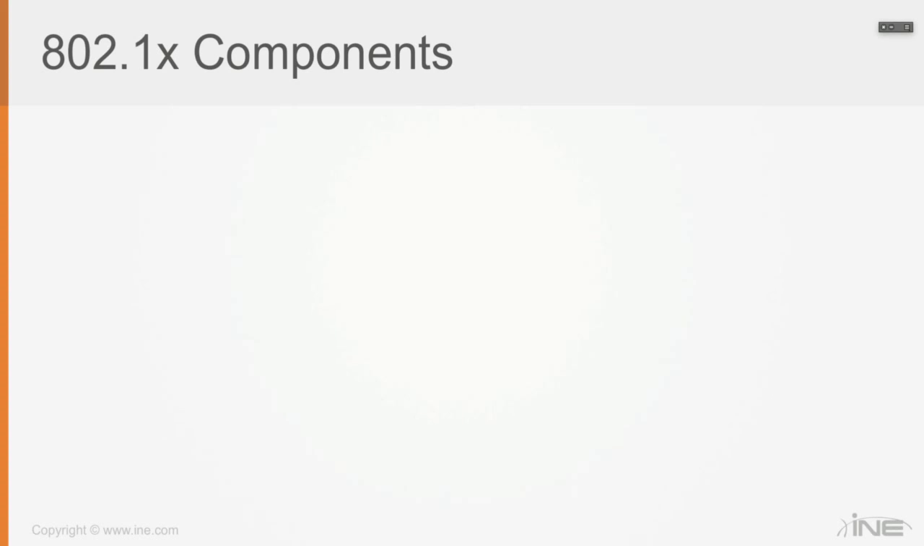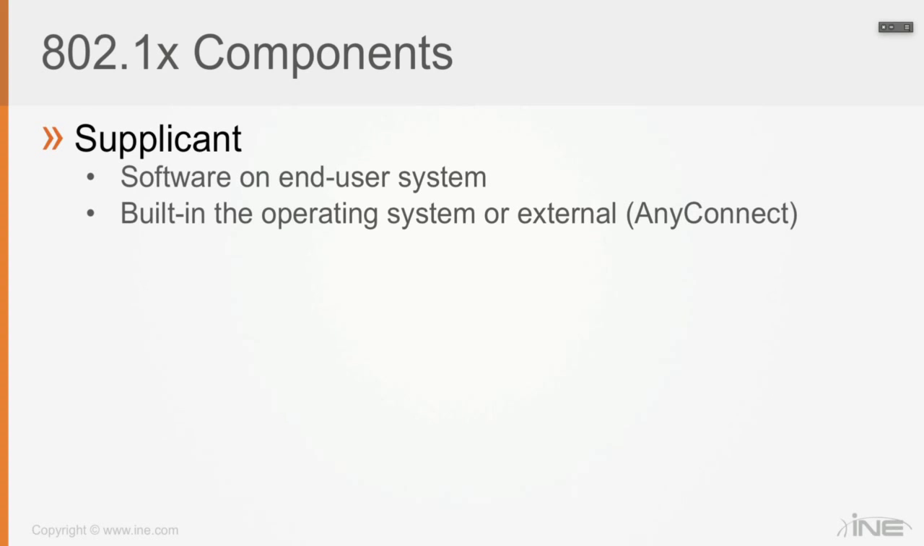So the 802.1x components are going to be, first, something called the supplicant. The supplicant is software on the end user system which is configured to perform EAP authentication. You can either use the built-in supplicant in the operating system, which all modern systems have, Windows, Linux, and Mac, or you can use other software, for example AnyConnect, which has a module to perform .1x authentication. So that's the supplicant. The supplicant is nothing else but the software which presents the authentication credentials to the network to get authenticated.